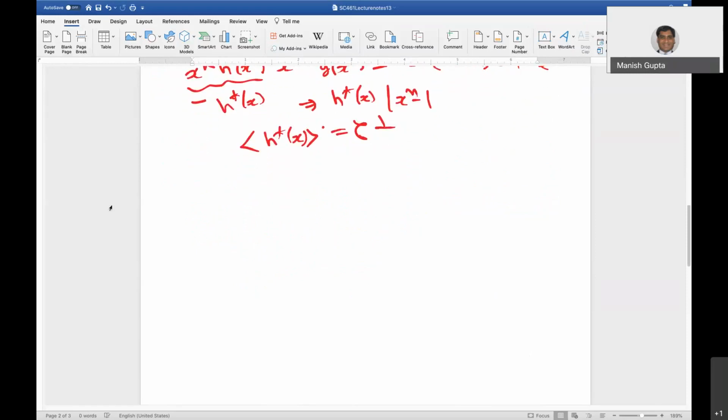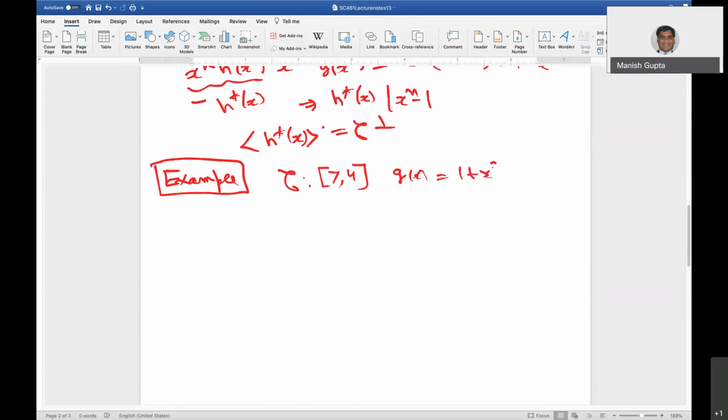I'll just take a small example here now. If C is our (7,4) code with generator polynomial g(x) equal to 1 plus x square plus x cube, then check polynomial h(x) will be x raised to 7 minus 1 divided by g(x), and it turns out that it is 1 plus x square plus x cube plus x raised to 4. So from this I can find out what is h star x.